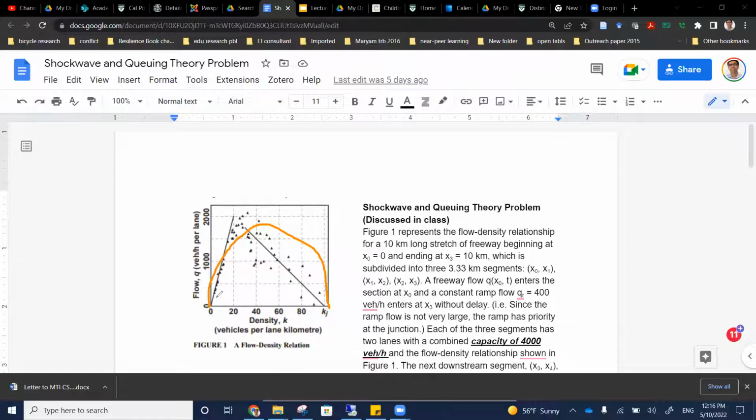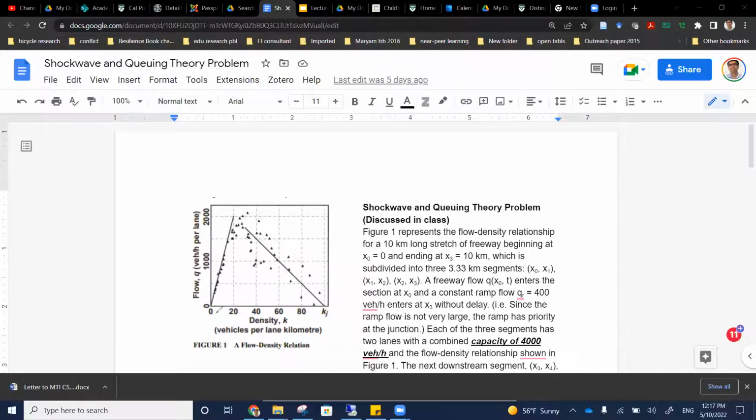And so you could probably tell me, what is the equation of this line right here? If you want to write a flow density relationship for this line, what would that look like? You know the points, right? This is a QK diagram, so you have Q on the y-axis and K on the x-axis.